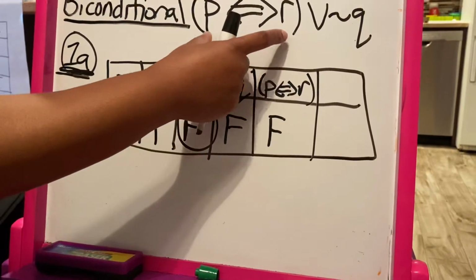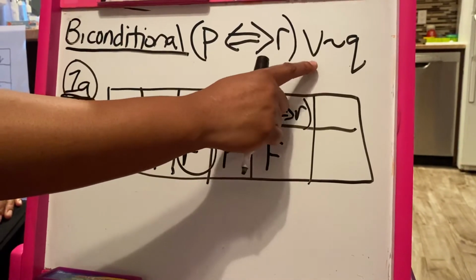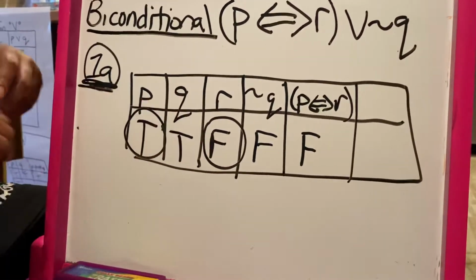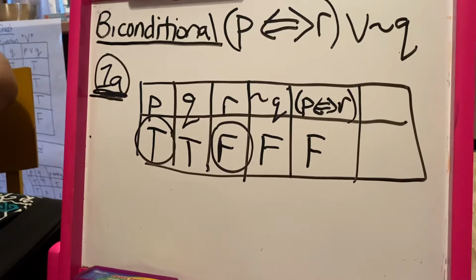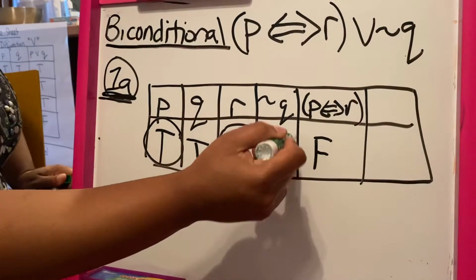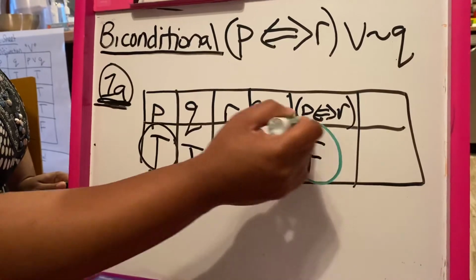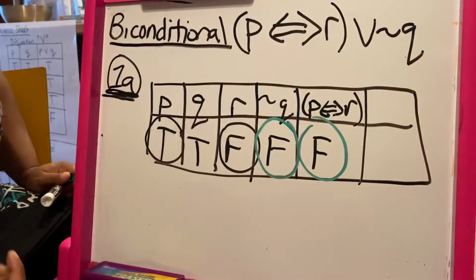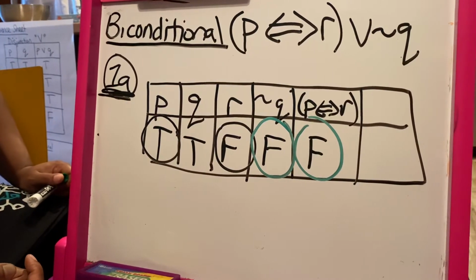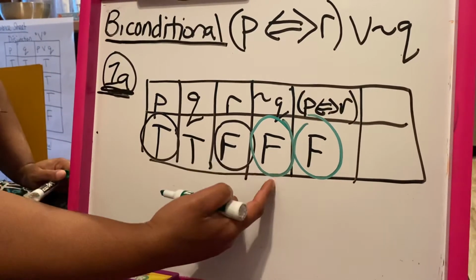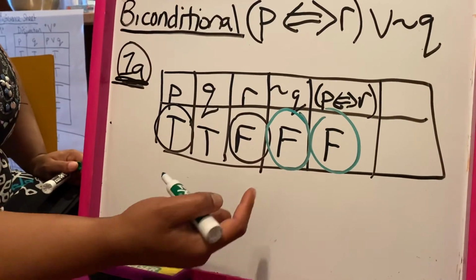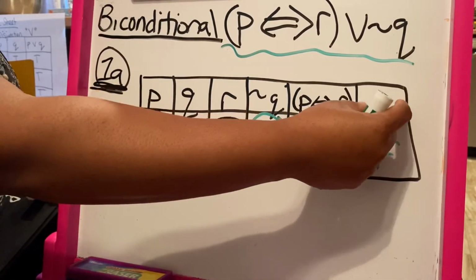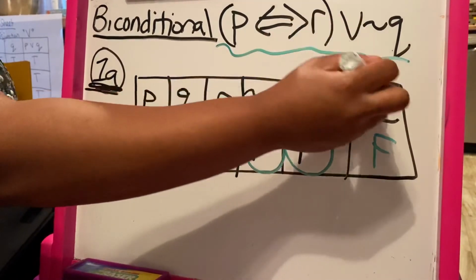Therefore, after you do the biconditional, then you have to see that this is a disjunction. Now, it's a disjunction with not Q. So I'm gonna use my green marker again. So I know that this is false and this is false. I know that in order for a disjunction to be true, one of the statements has to be true. Unfortunately, both of these statements are false, therefore, this whole thing is false. I just don't have enough room to write it down. So I'm just gonna put an arrow.